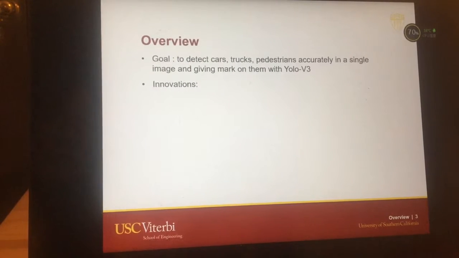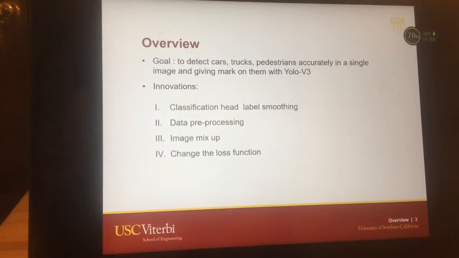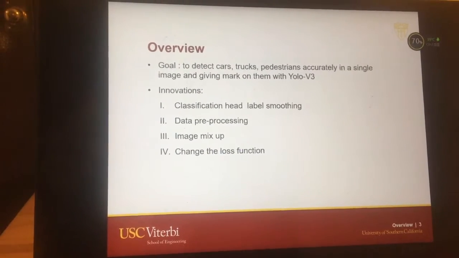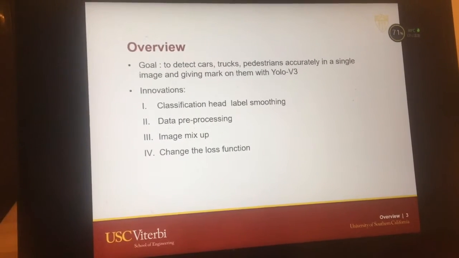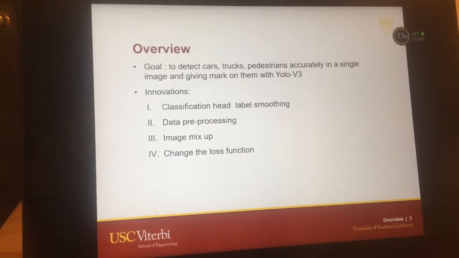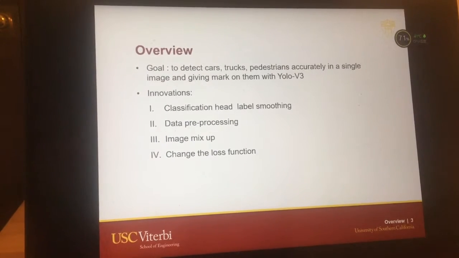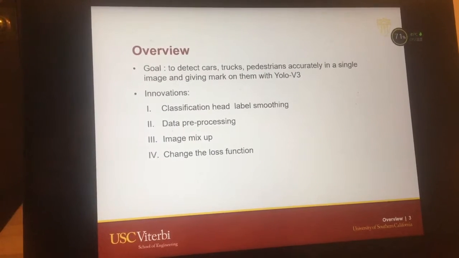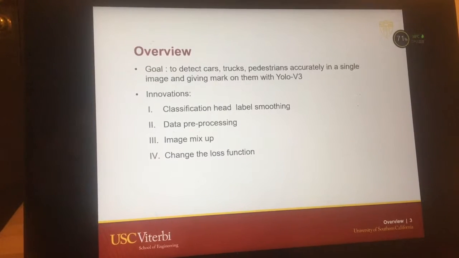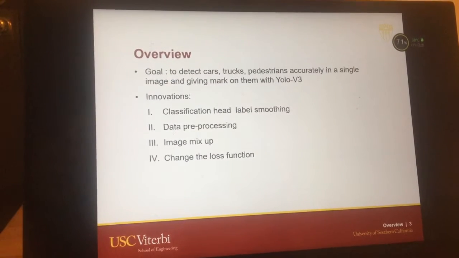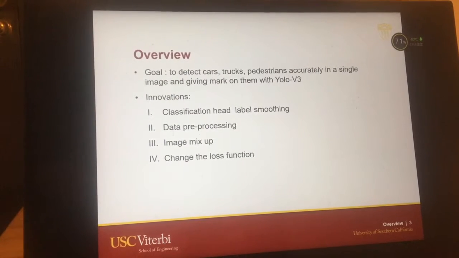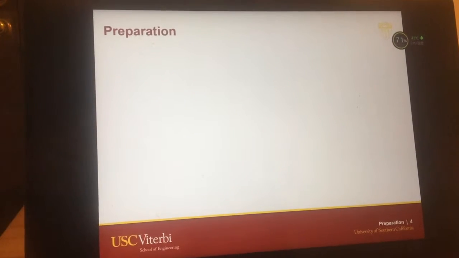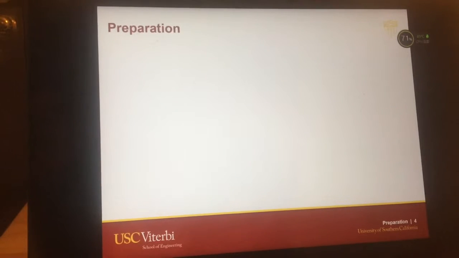And here are 4 innovations. The first one is classification head label smoothing, the second is data pre-processing, the third is image mix-up, and the last one is changing the loss function. With these 4 innovations, we can improve the accuracy.